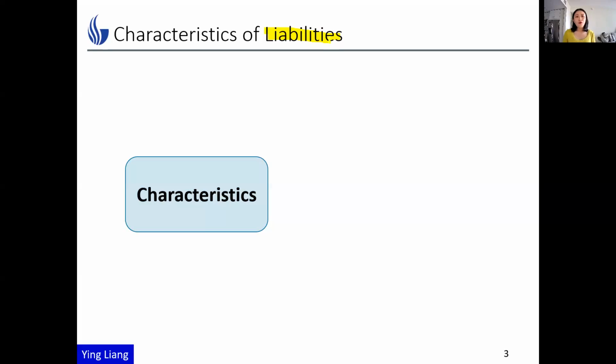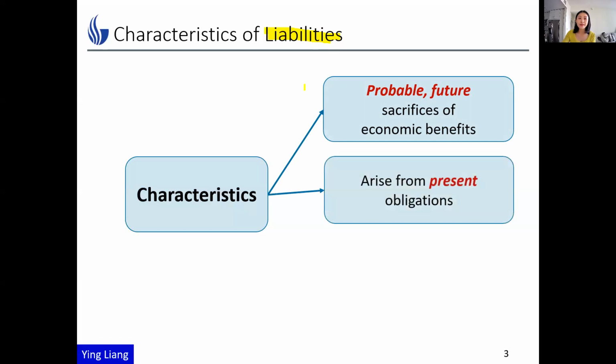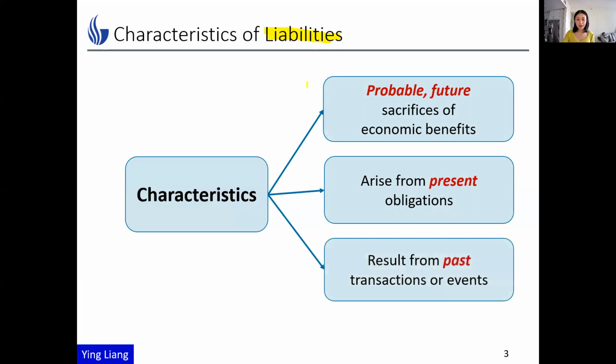But from a financial reporting perspective, how do we define liabilities? Well, it usually has three essential characteristics. Number one, liabilities are probable future sacrifices of economic benefits. Number two, liabilities arise from present obligations. It is an obligation to other entities. Number three, liabilities result from past transactions or events.